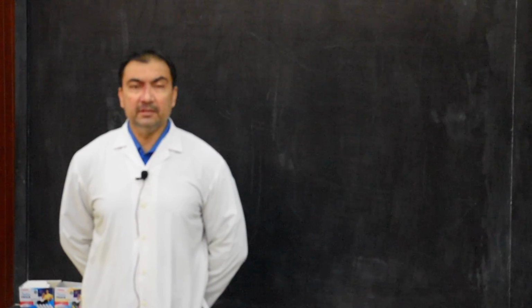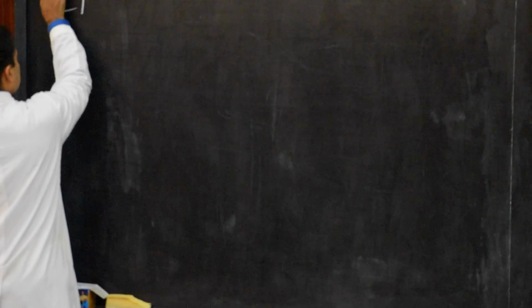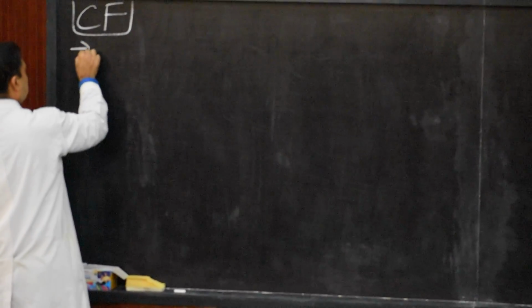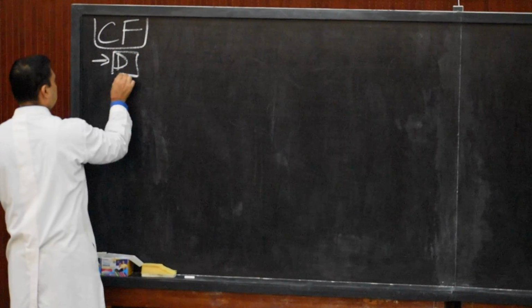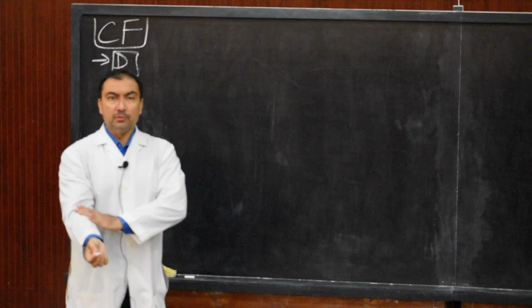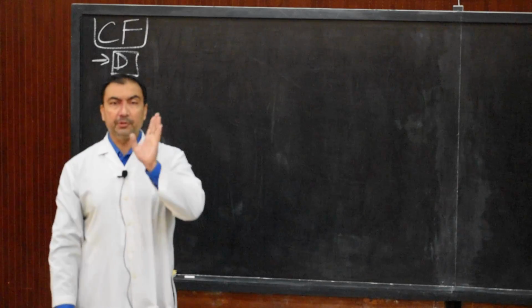Good morning, students. Here we start with cubital fossa, a very important topic. The definition of cubital fossa: it is a triangular space in front of the elbow.